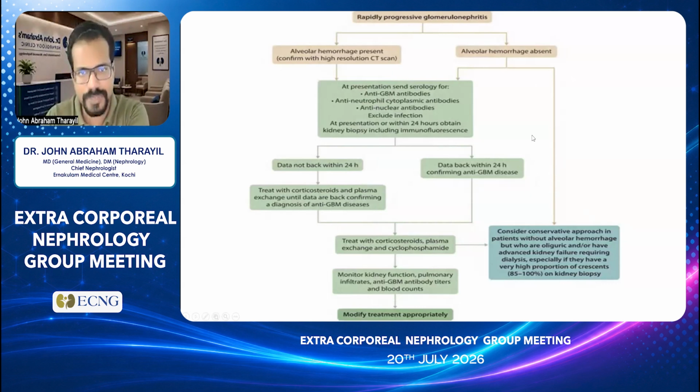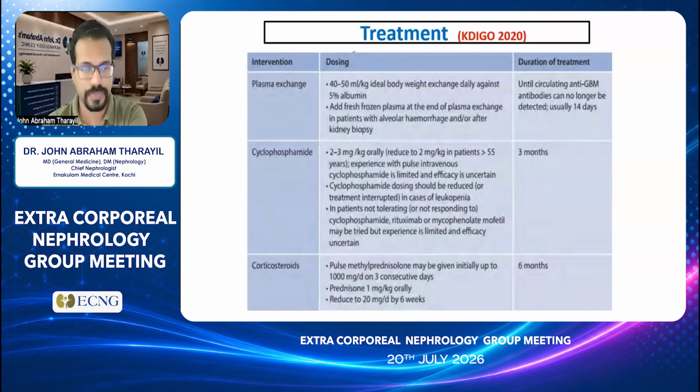If alveolar hemorrhage is absent, then again you need to look for anti-GBM antibodies, associated ANCA, and also ANA, other autoimmune diseases. If alveolar hemorrhage is absent, consider a conservative approach in patients who are oligoanuric or who have advanced kidney failure requiring dialysis, especially if they have a very high proportion of crescents, about 85 to 100% on kidney biopsy, then you can consider a conservative approach.